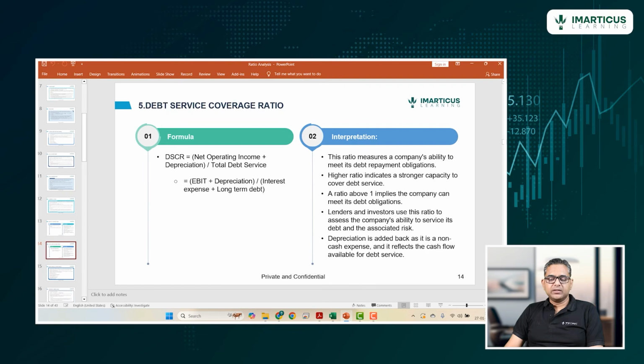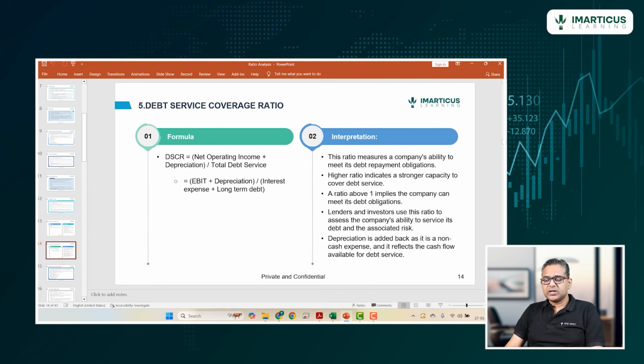Long-term debt. So this is calculated as EBIT plus depreciation. Here we have added back the depreciation because it is a non-cash expense. So EBIT plus depreciation will give us roughly the amount of cash operating profits the company has generated, and from those, does the company have the ability to pay its interest expense and long-term debt principal repayments? That is captured through the DSCR ratio.